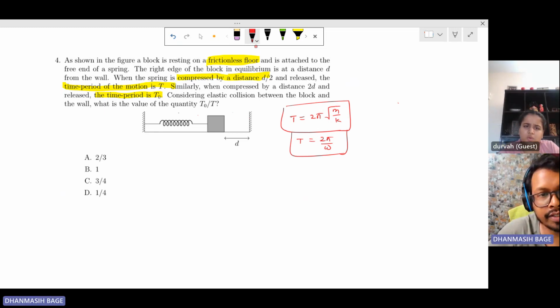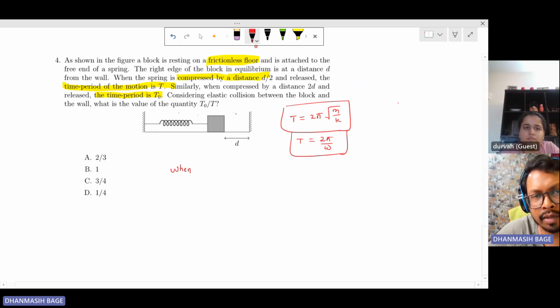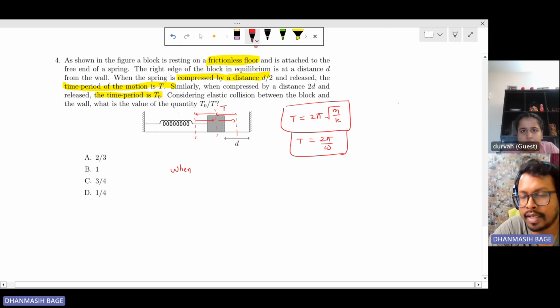Okay, let's just solve it together. When the spring is compressed by a distance d by 2 and released, there is no issue, right? It will complete the journey within this range. So the entire motion will be completed, no issue. It will go here and come back here, then go there and come back here. One journey is complete. Let us say that for this motion the time period is T.